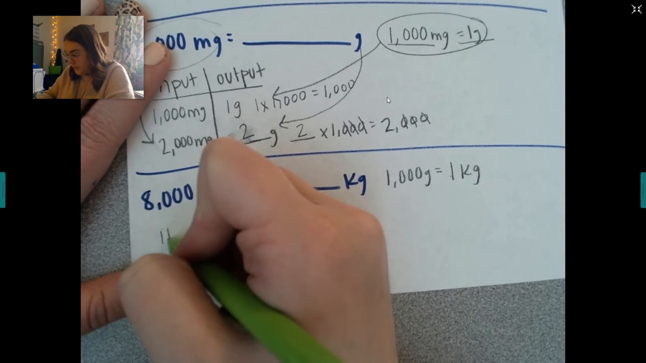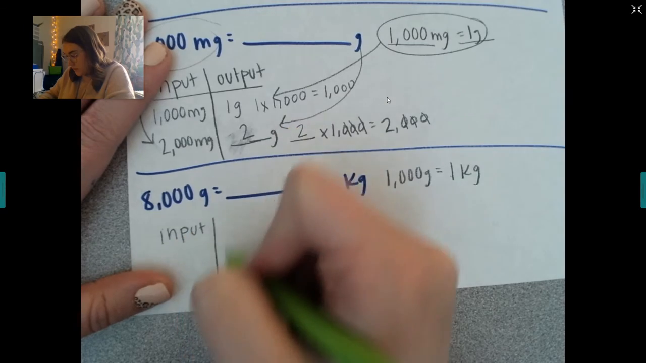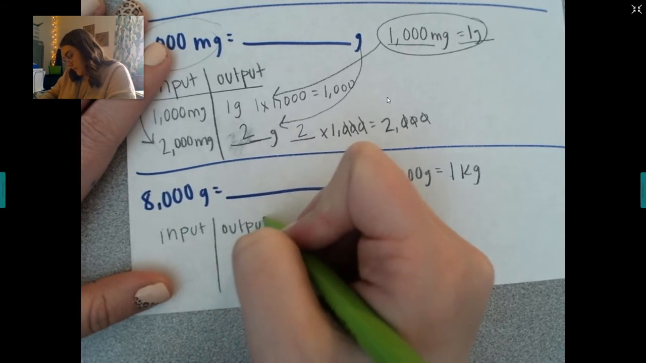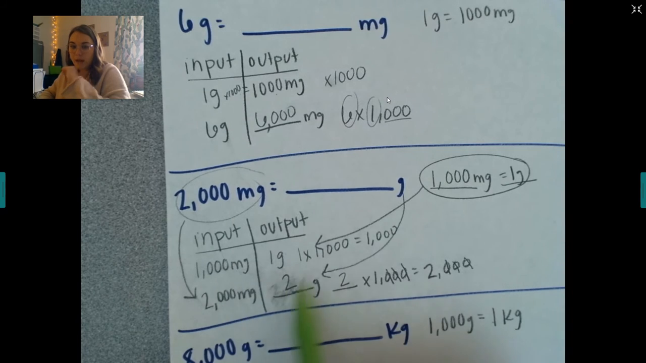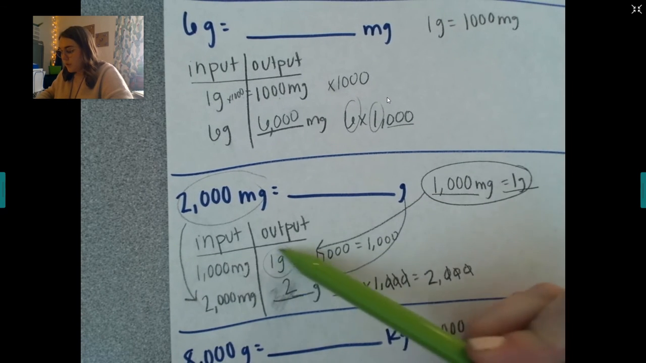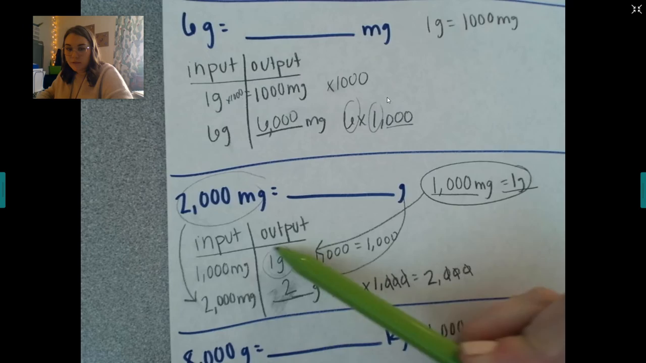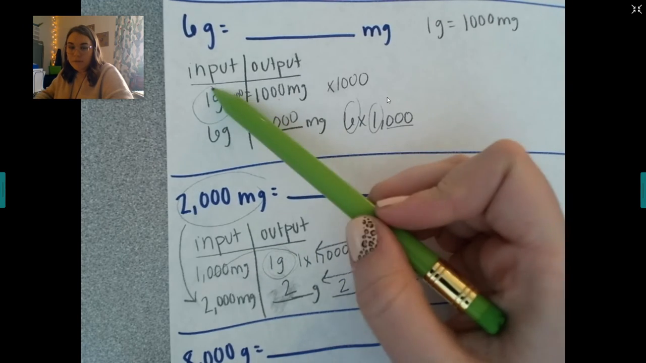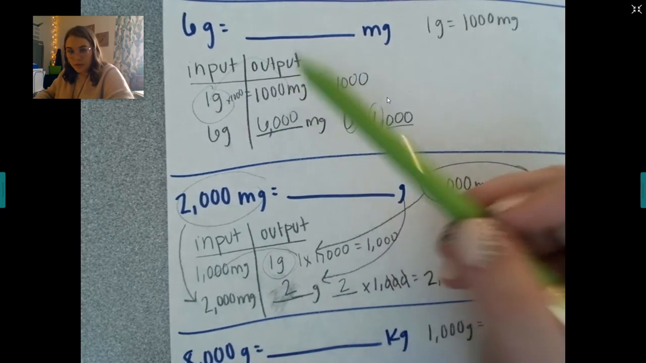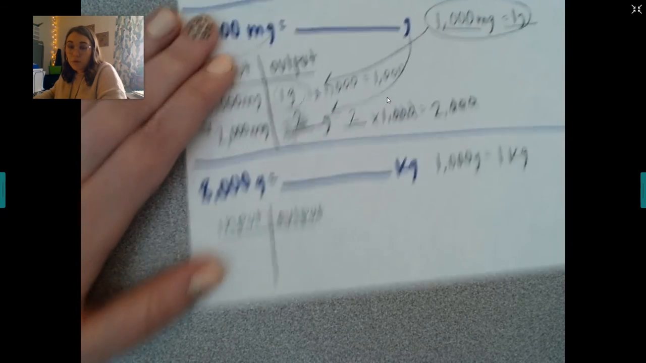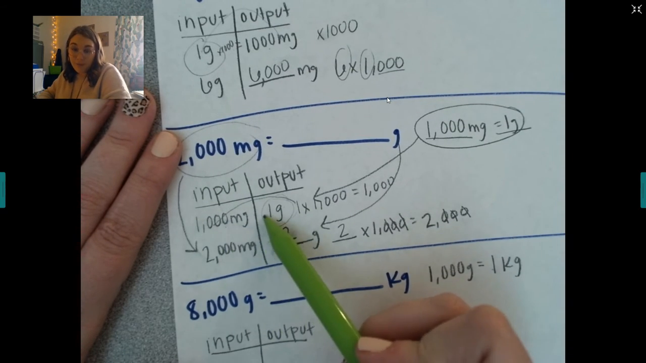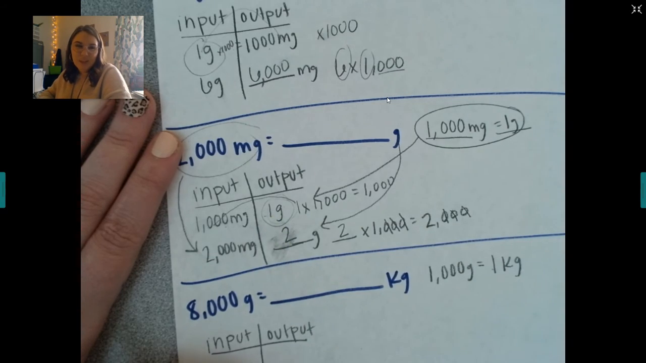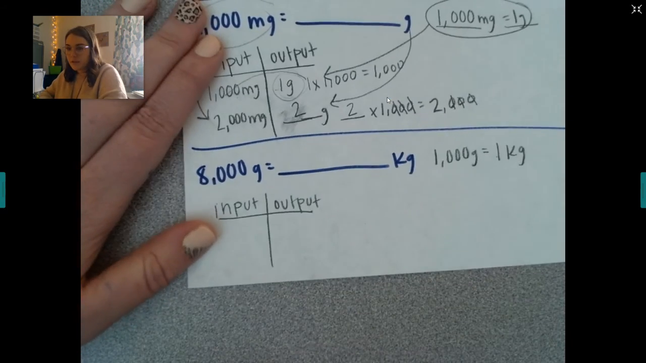Okay, let's draw our input-output table. Input, output. The only thing that's hard about this is figuring out which way you're going to multiply. So I always do, if the small number is over here, I'll go from right to left. But if the small number is over here, I'll go from left to right. It just depends. You can also divide. You can do 1,000 divided by 1,000 equals 1, but that's a lot. That's just too hard for me.